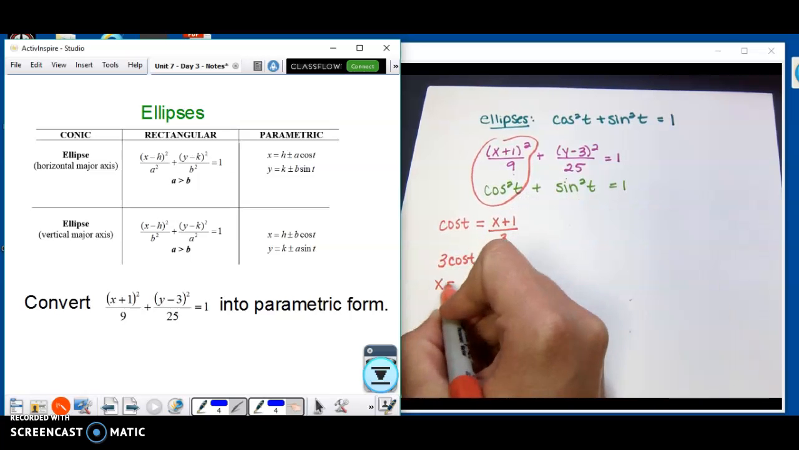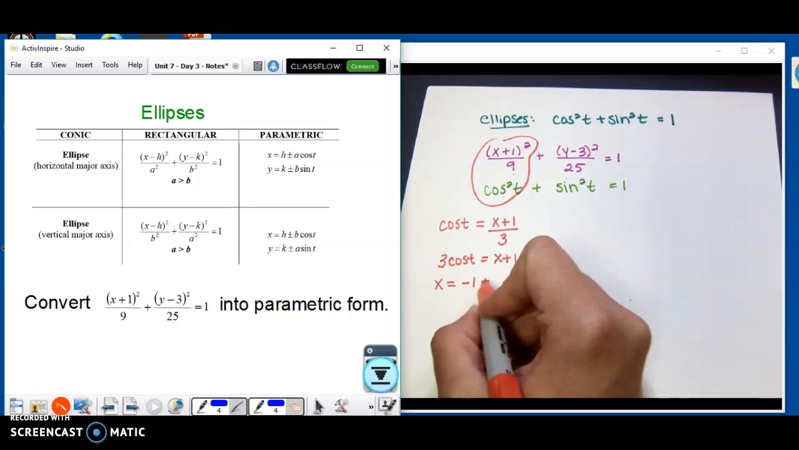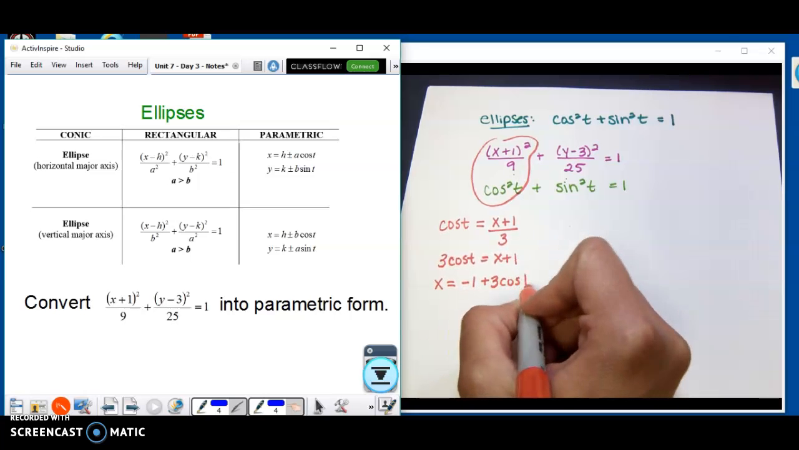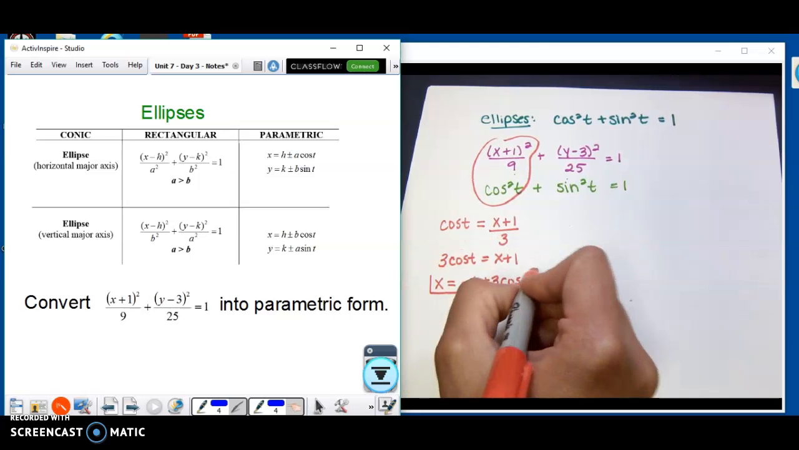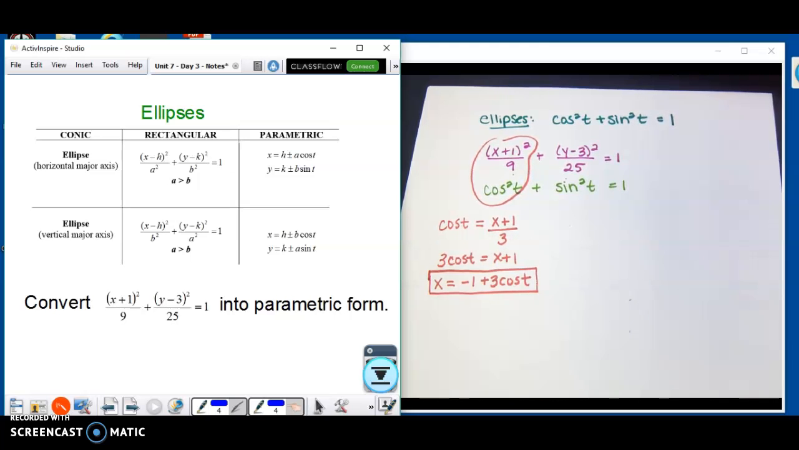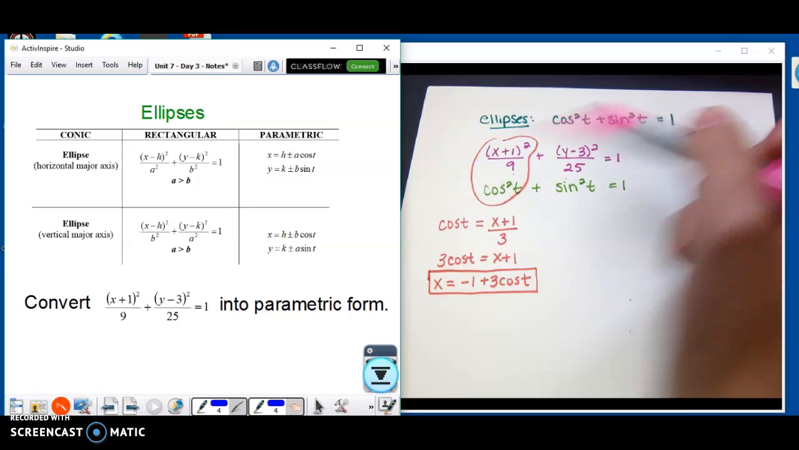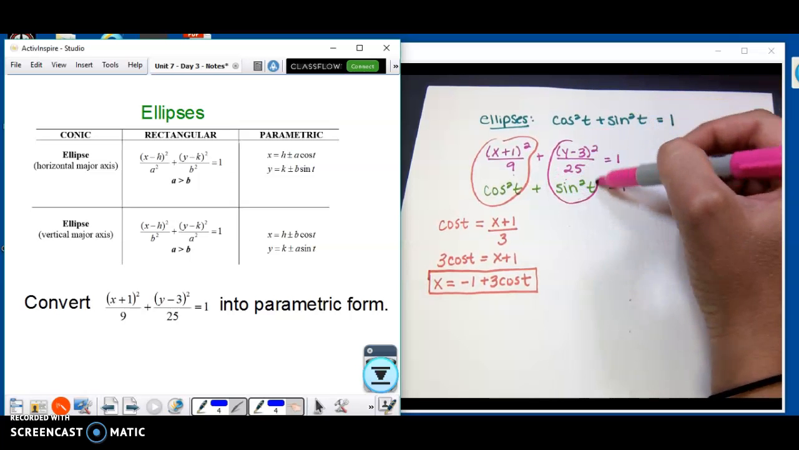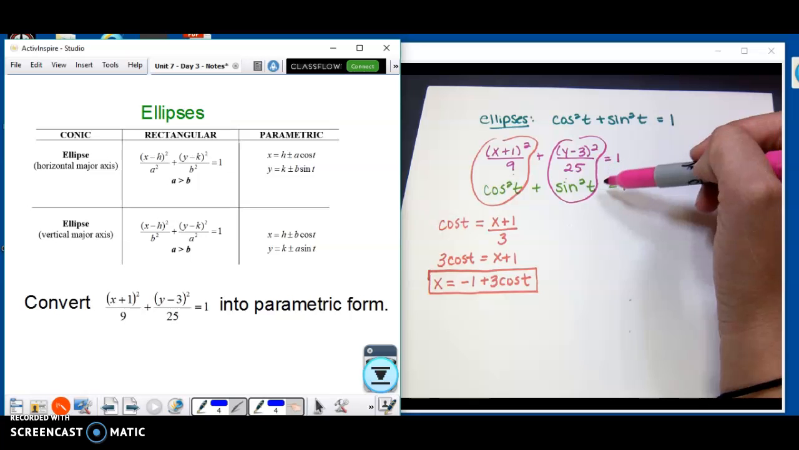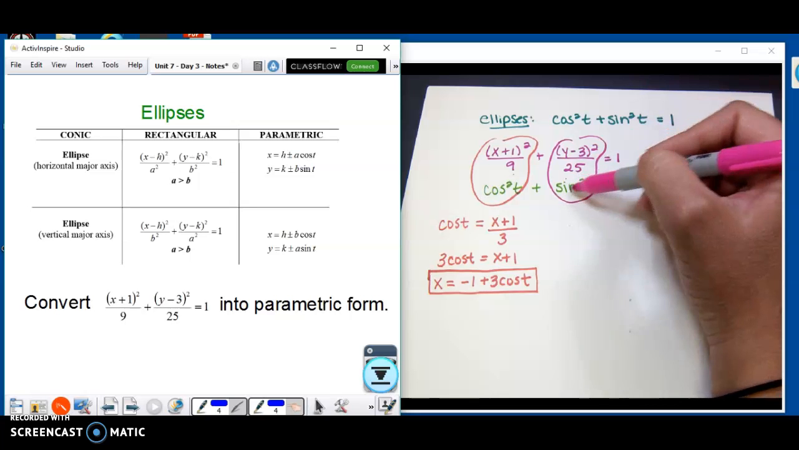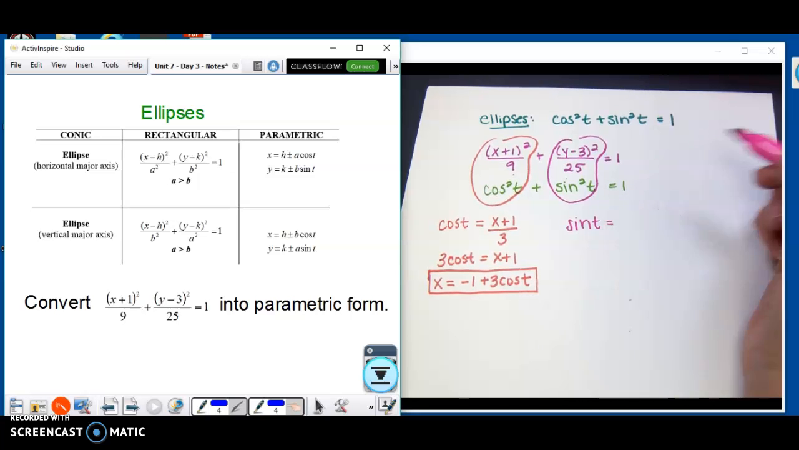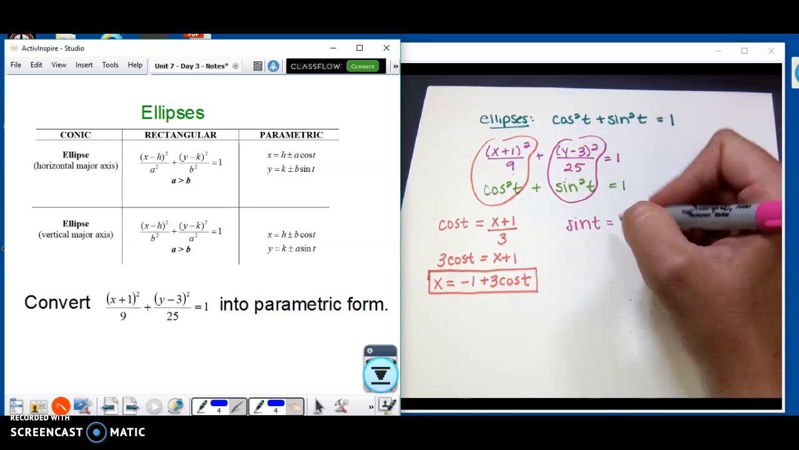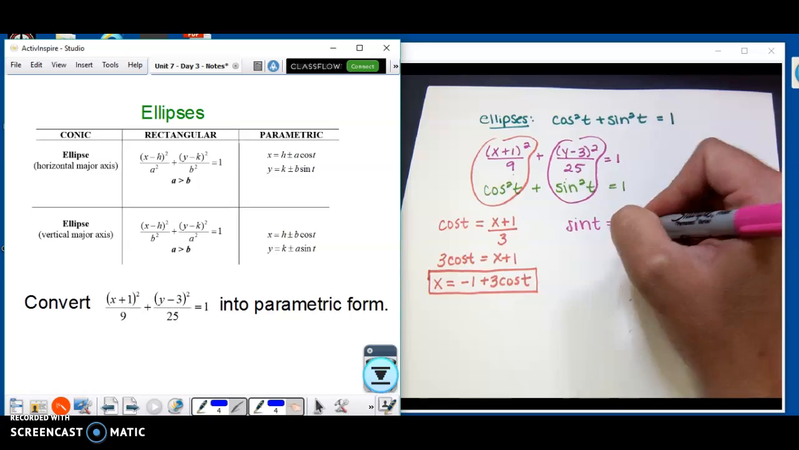And then to get x by itself, I want to move over the negative 1 and put it in front. So we get x equals negative 1 plus 3 cosine t. So that's the x part of our parameter. Then if I take a look at the y and the sine, once again, these will both always be squared. So I'm going to go ahead and take the square root. The square root of sine squared t will just be sine t. The square root of (y minus 3) squared will be y minus 3.